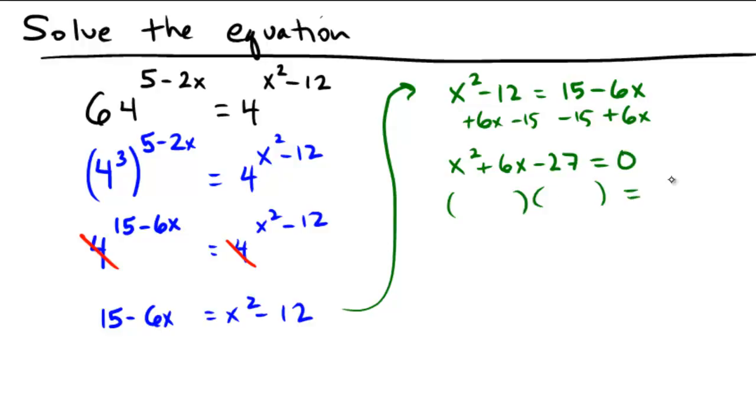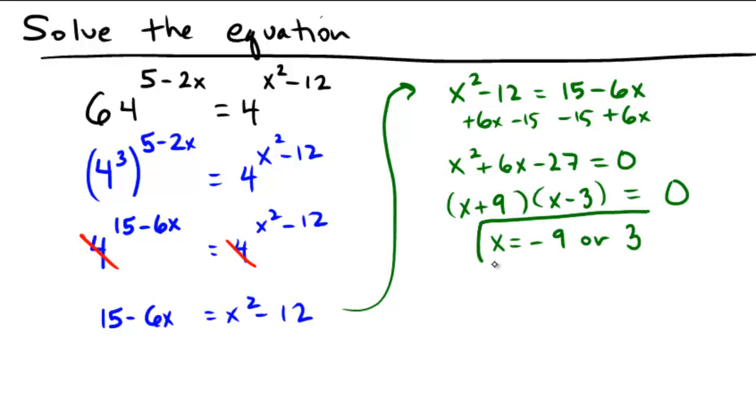That's a factoring quadratic problem. Let's see, can we think of two numbers that multiply to negative 27 and add to 6? Hopefully after thinking about it for a couple seconds, we could catch x plus 9 and x minus 3 as the numbers that work. And so therefore it looks like x can be either negative 9 or positive 3. So the answers are x equals negative 9 or positive 3.